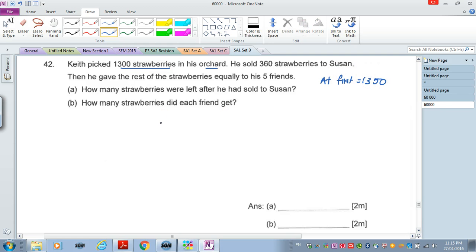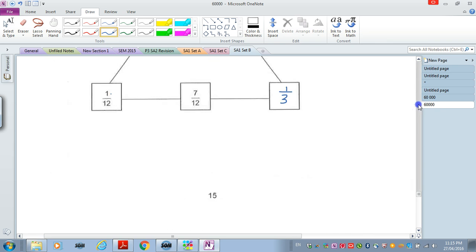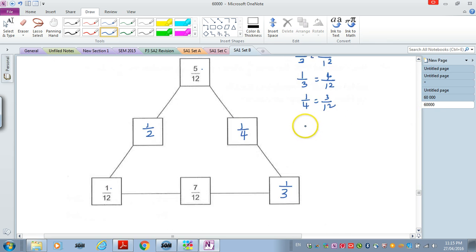He sold 360 strawberries to Susan. So Susan has 360. He then gave the rest of the strawberries equally to his 5 friends. So the ones that he had left, he gave to 5 friends. So sorry.